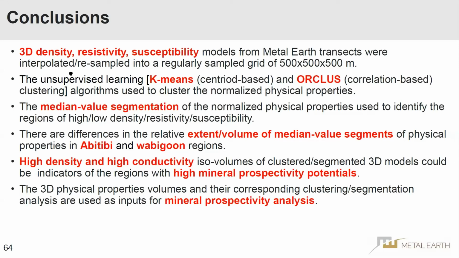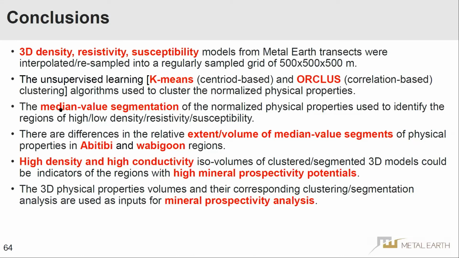So just for conclusion, I would say we use the 3D density, resistivity, and susceptibility models from Metal Earth transects, and I take them all and regularly sample them into a grid of 500 by 500 by 500 meters. So I have a 3D cube whose intervals are all 500 meters. And then I use two unsupervised learning algorithms, K-means and ORCLUS, to separate the data, and there are some correlations, some meaningful matching with the surface geology, that need more analysis.